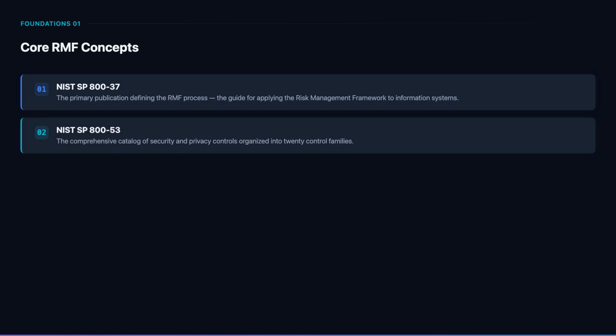NIST SP 853 provides the comprehensive catalog of security and privacy controls that organizations select from during the RMF process. It organizes over 1,000 controls into 20 families covering access control, audit, incident response, risk assessment, and more. The course covers the structure and how to navigate this catalog effectively.